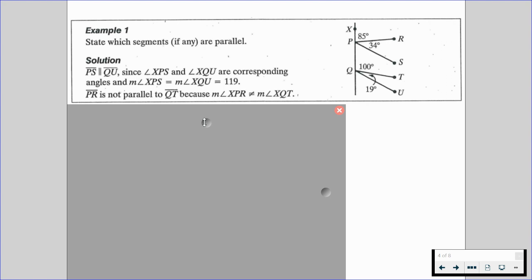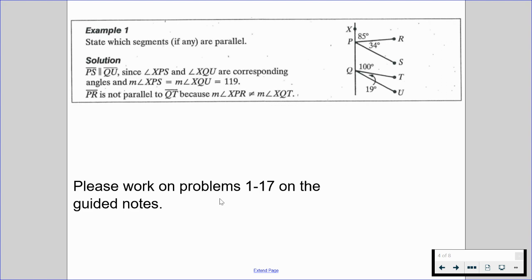We're not going to be able to say that PR is parallel to QT because the measure of angle XPR is not equal to the measure of angle XQT. So we're only able to say that lines PS and QU, or line segments, I should say, PS and QU are going to be parallel because we were able to find they have the same measure. Beautiful. With this, please work on problems 1 through 17 on the guided notes and resume when you're ready to move forward and look at another example.